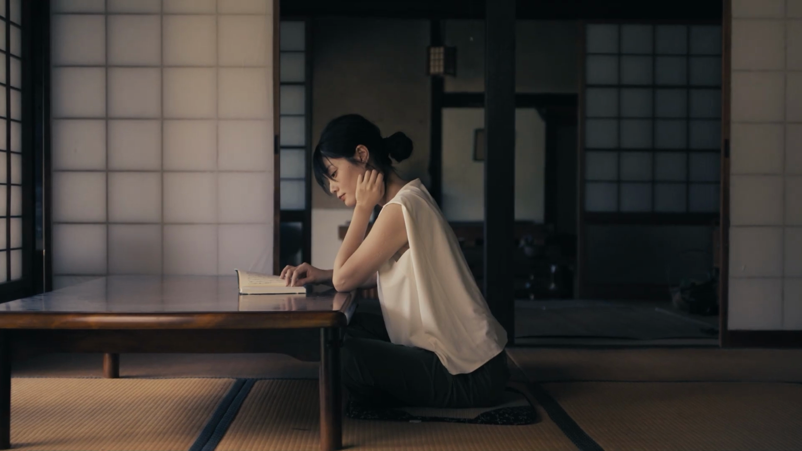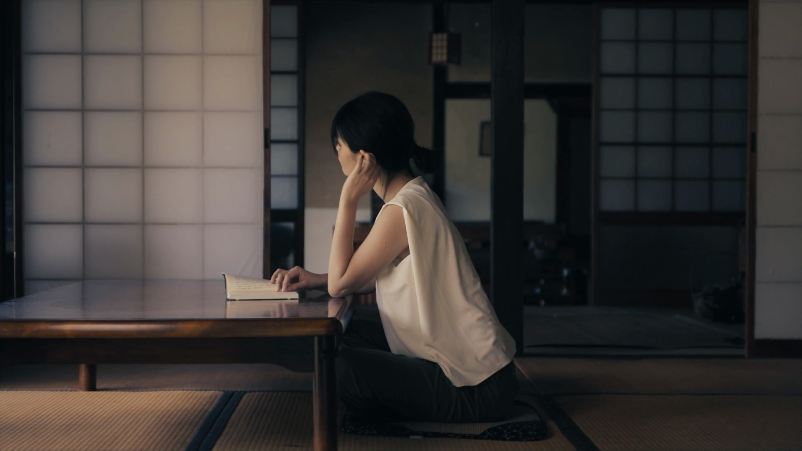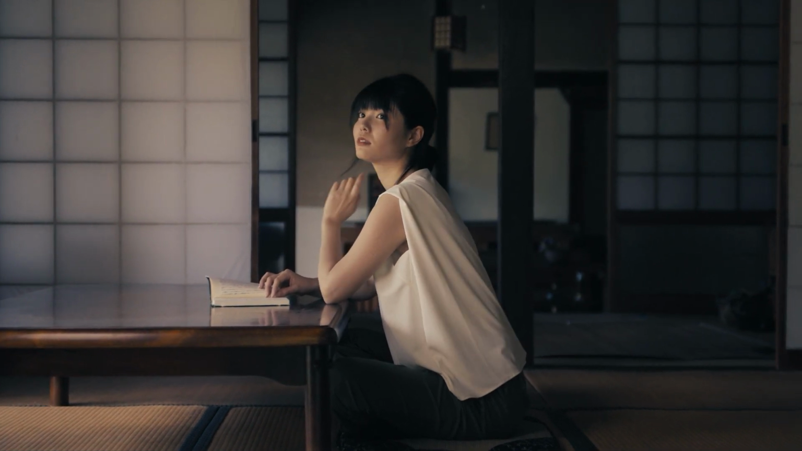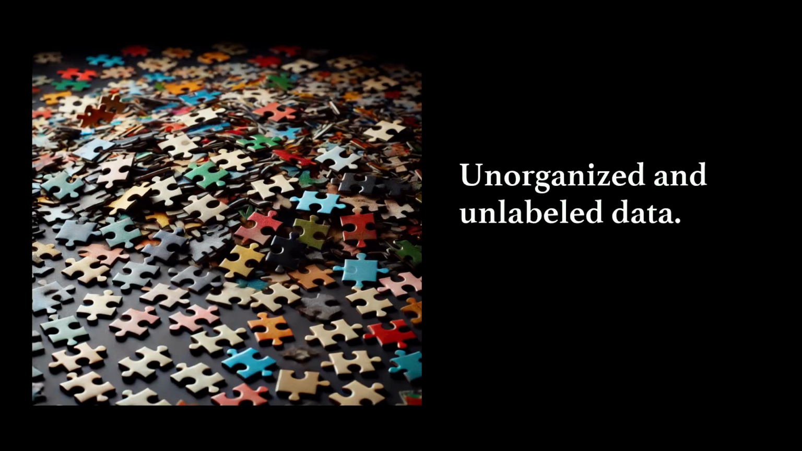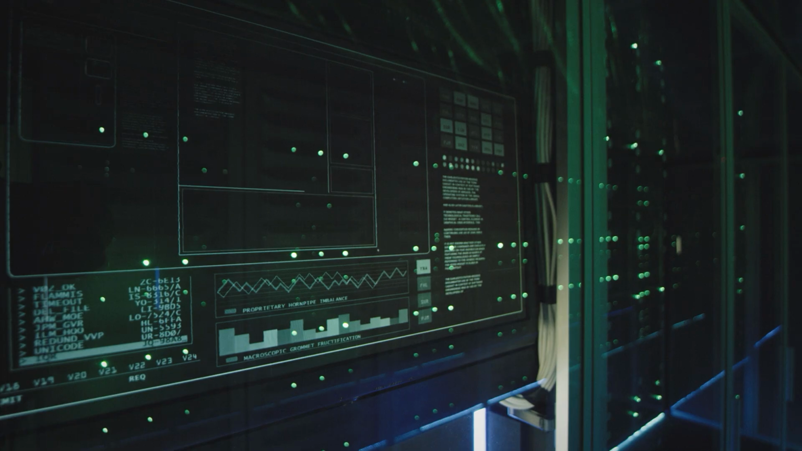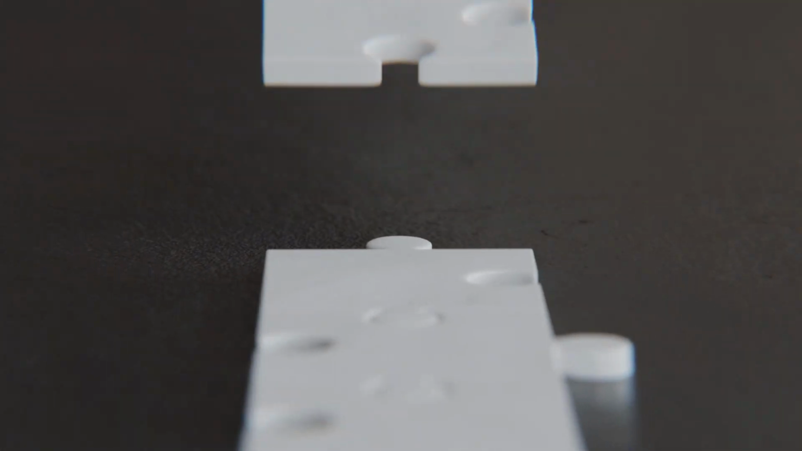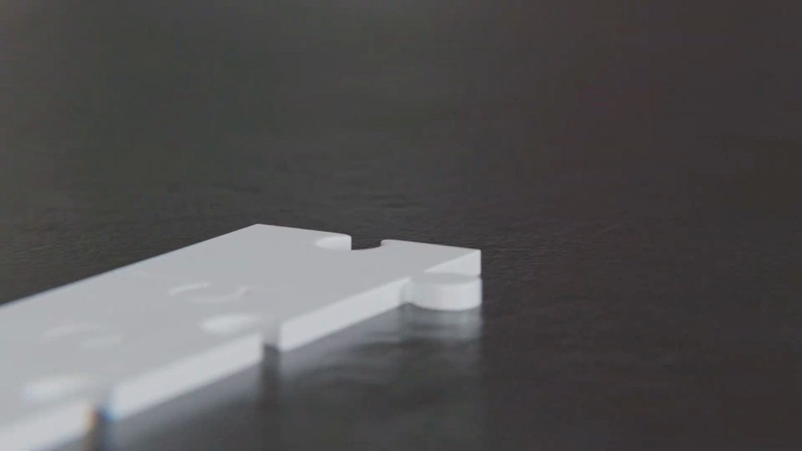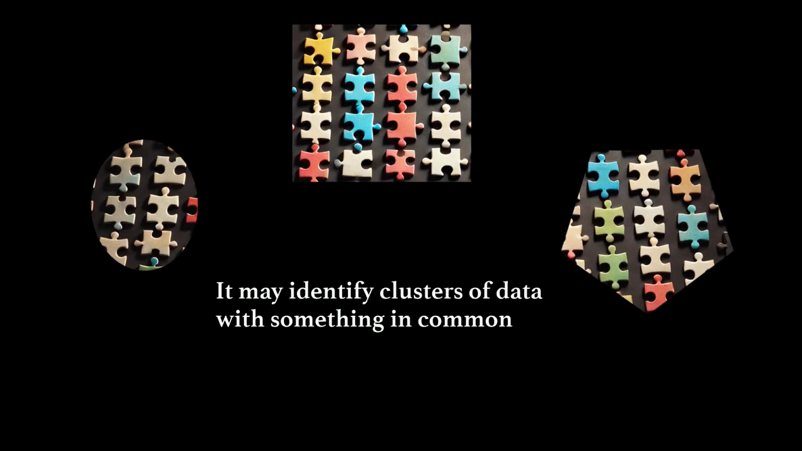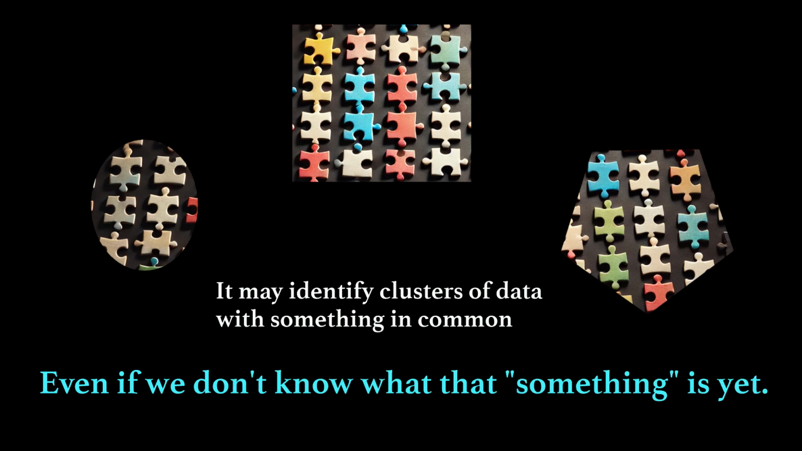Next, we have unsupervised learning. Think of this one like being handed a mystery novel without any clues. There are no labels, no teachers, just a jumble of data, and the computer's job is to make sense of it all. Imagine you have a huge pile of mixed-up puzzle pieces. Instead of giving the computer a picture to follow, you just say, "Here are the pieces. Good luck." So, the computer starts looking for patterns, similarities, and differences in the data. It might group similar pieces together or identify clusters of data that have something in common, even if we don't know what that something is yet.